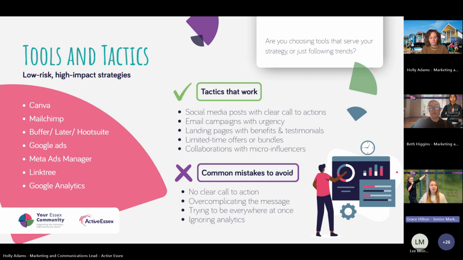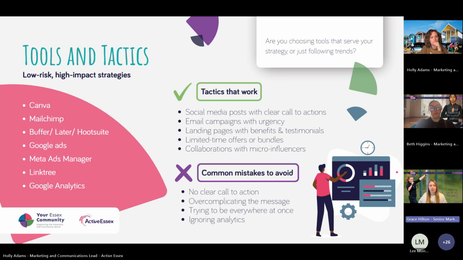So MailChimp is a user-friendly email marketing platform that has templates you can use, as well as automation and audience segmentation. So this is a good way to send out newsletters that you may have. And then we really recommend using a social media scheduling platform. So I've just listed a couple there. So you've got Buffer, Later and Hootsuite.